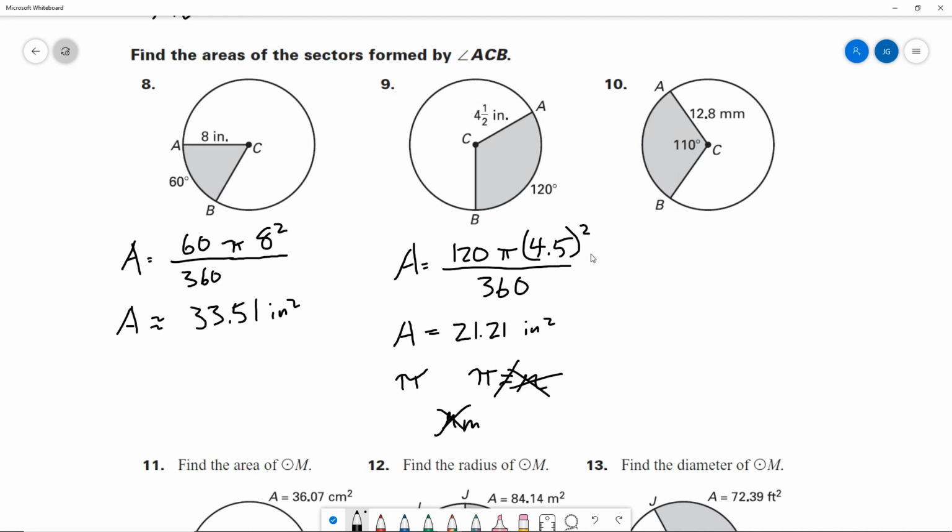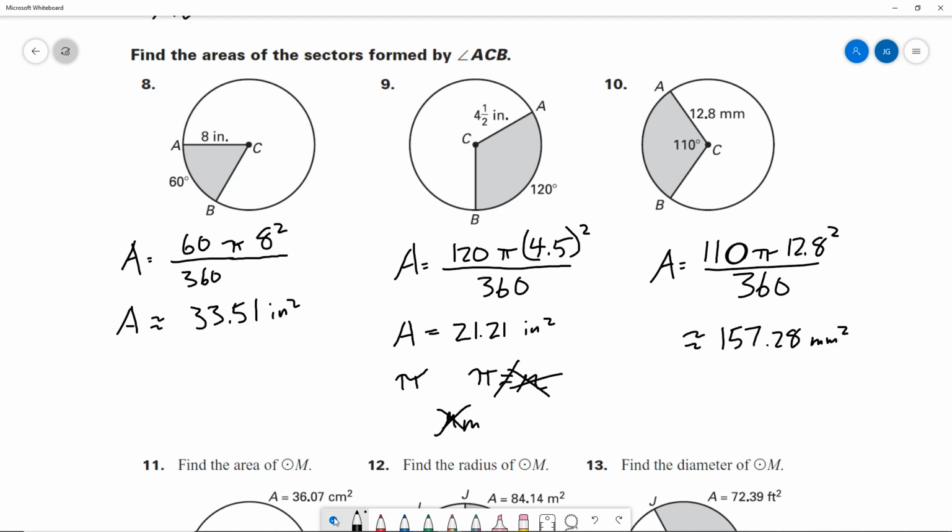Okay, we're going to finish off with our last circle here, or our last sector, and we have 110 as our theta times pi times 12.8 squared, all over 360. And the calculator will tell us that it is 157.28 millimeters squared.